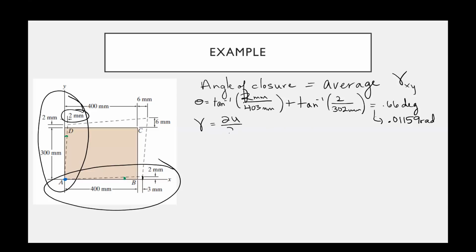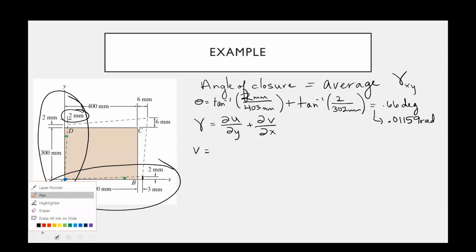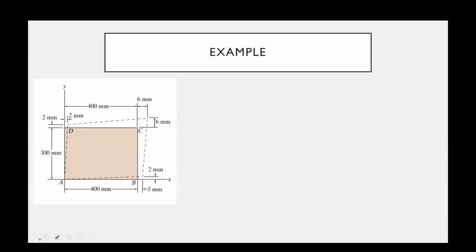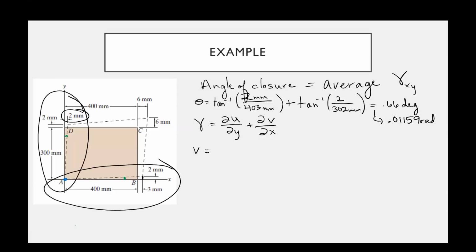Okay, so for comparison, we can calculate the exact shear strain, which is going to be the derivative of u with respect to y plus the derivative of v with respect to x. We already have u, but we don't have v. So a very similar process that we go through. The idea is that starting at 0, 0, there's no deformation, so there's no constant term.